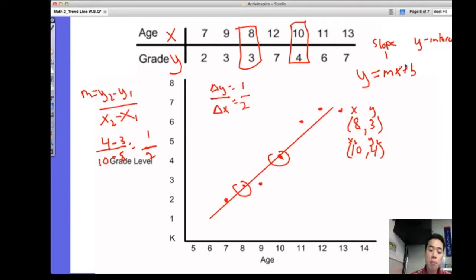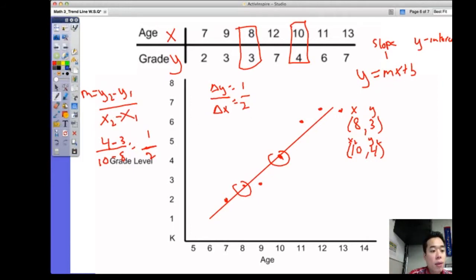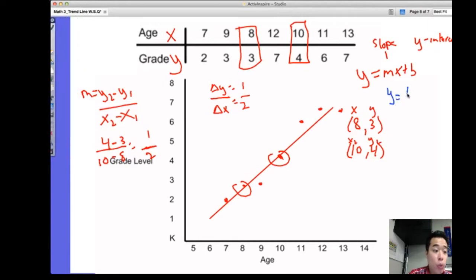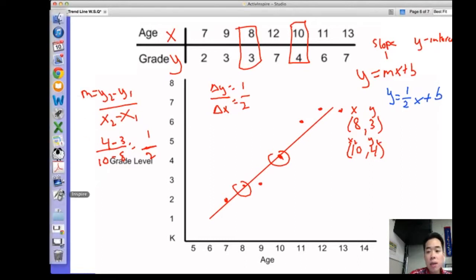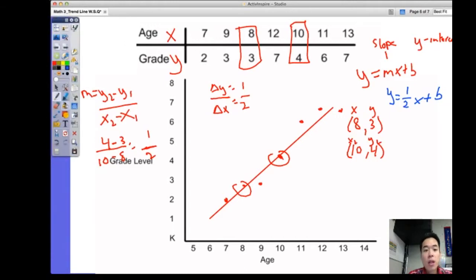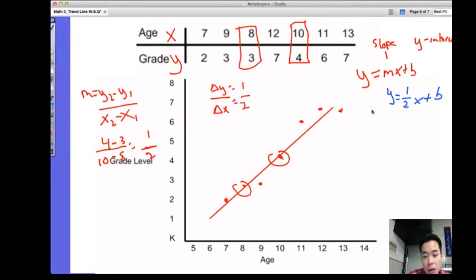Now I need to find my b value. My b value can be found by simple substitution of my x and y that I chose from my line. So I'm going to erase these 2 points. The 2 points I'm going to continue to use are 8, 3 and 10, 4. So let's go ahead and use 8, 3, because 8, 3 lies on my trend line. This is x, this is y. I'm going to substitute this x value into here and this y value into here. So I would just get 3 is equal to 1/2 times 8, plus b.